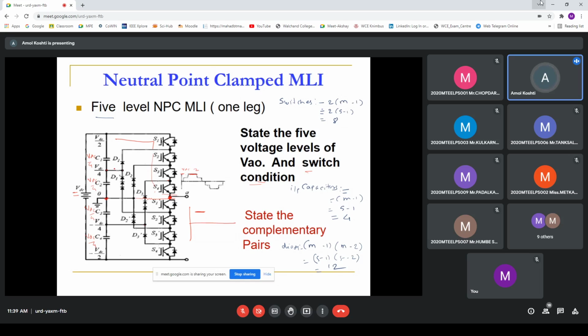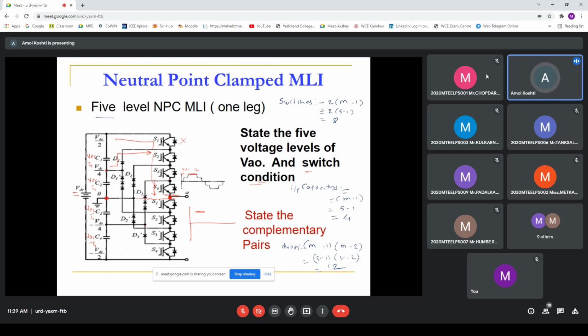Then if you want VDC by 4, now you tell me which switch combinations we should take here. Now we have to skip this S1. Now we'll apply pulses to only S2, S3 and S4. So in that case the current will flow in this way, through S2, S3, S4 it will come to this point, and after this it will flow through the load and it will end here.